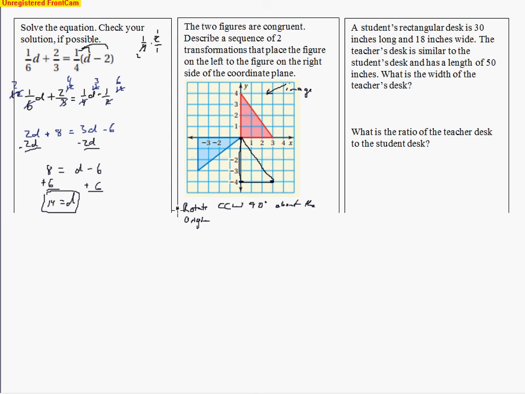So we rotate counterclockwise 90 degrees about the origin, then translate, and it looks like we have to go up 1, 2, 3, 4 spaces. So translate 4 spaces up.